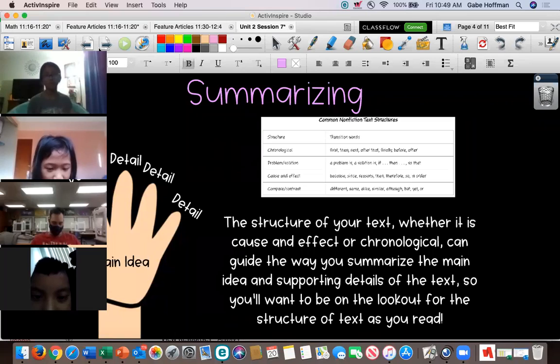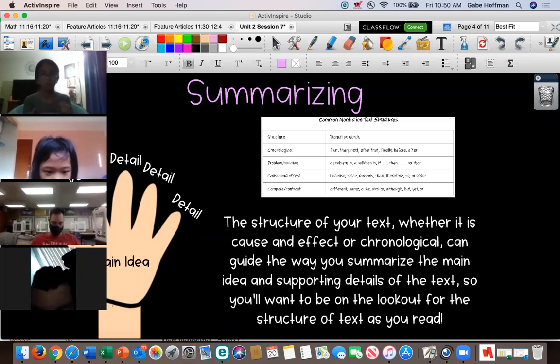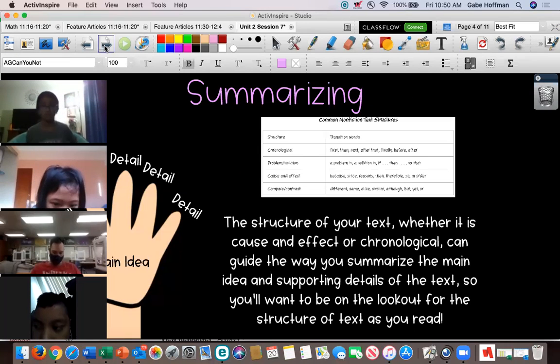So the structure of our text, which we've talked about before, we have chronological, problem and solution, cause and effect, compare and contrast, and then one we kind of talked about was descriptive. So the structure of your text, whether it's cause and effect or chronological, can guide or help the way that you summarize the main idea and supporting details of the text. So you want to be sure you know the structure of your text while you're reading so that you can help yourself when it comes time to summarize it.